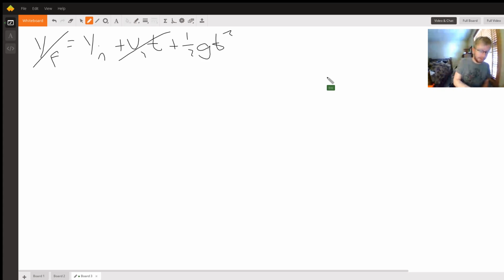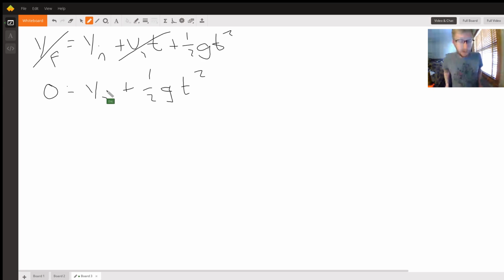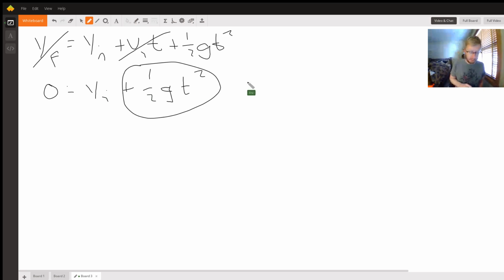So what we're left with is 0 equals y initial plus 1/2 g t squared. Again, now it's just rearranging the equation, and this one's pretty easy because we just take this term and move it over to the other side of the equal sign. So we get negative 1/2 g t squared equals y initial.